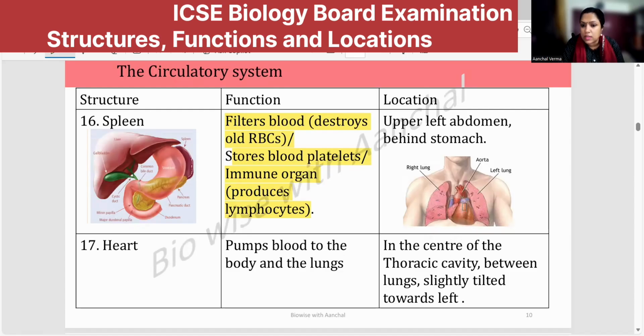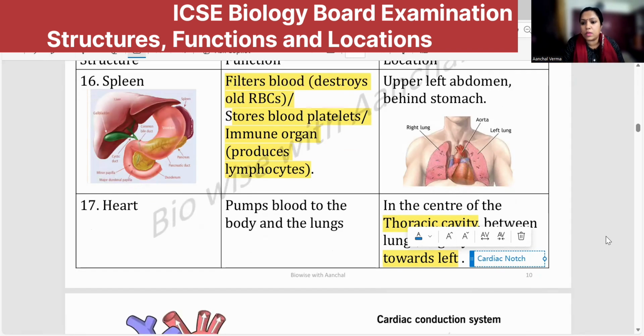You can see here the heart is in the center, but it is slightly tilted towards the left. So it pumps blood to the body and the lungs, and it is present in the center of the thoracic cavity between the lungs, slightly tilted towards the left. And children, the lung has got a small depression where it is present, that is called the cardiac notch. Okay, cardiac notch. So the heart is present in the cardiac notch. That you should know.